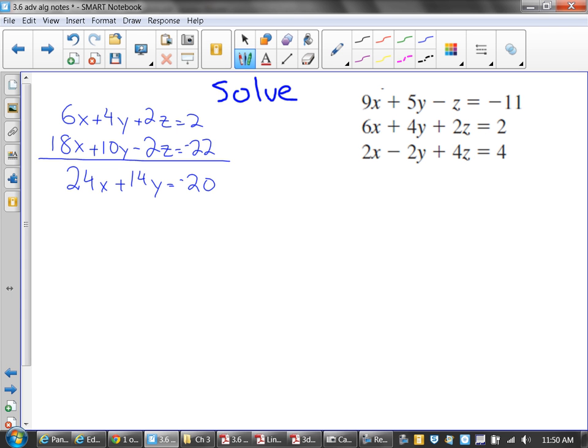I do the exact same idea. I take the third equation, 2x minus 2y plus 4z. To that, I'm going to add to it 4 times the first.